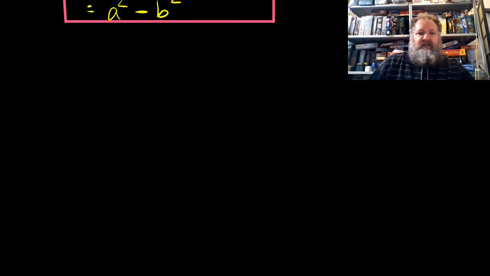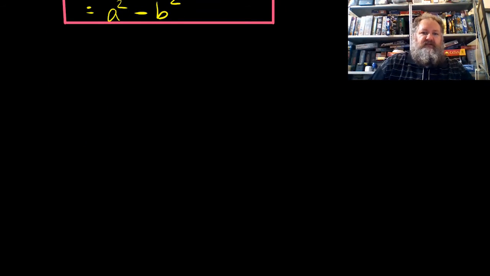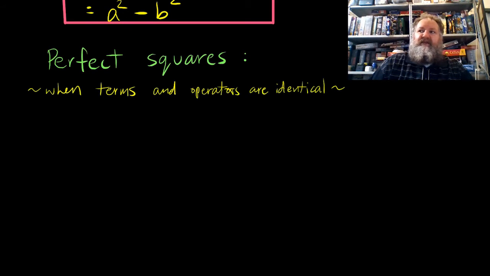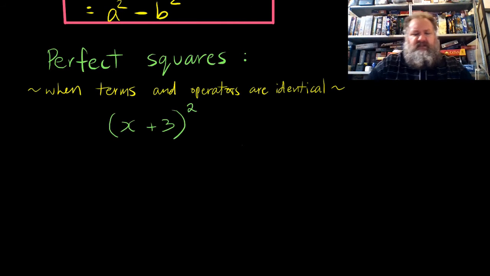The next one is called perfect squares. So perfect squares are where everything is identical. The terms and the operators are the same. You might see it written just like this. Well, you might say to yourself, but there's not two brackets that are being multiplied out. But if you think about what is in brackets, x plus 3 all squared, what does that actually mean?